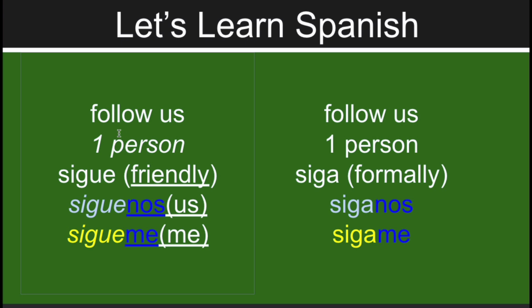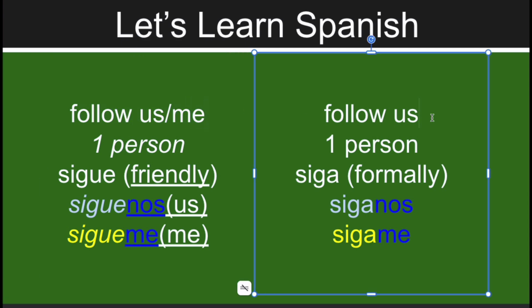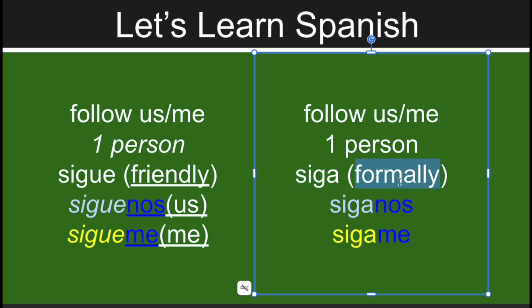All right, follow us. So I'm telling to one person, síguenos. But let's see here. All right, let me put it like this. Yeah, follow us, follow me. Follow us, let me do it like this. All right. So it's not confusing, or to make it more confusing. I mean, what clarifies something can confuse somebody else, right? So, sigue, friendly. Siga, formally.